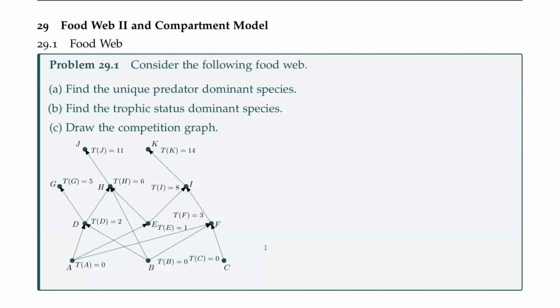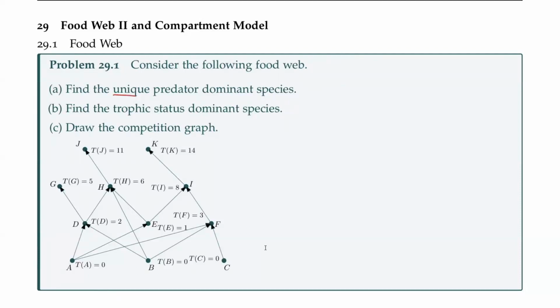Okay, so first of all, we've got a food web. This is the same basic food web that we looked at the other day. And here we're just going to try to first of all look at what are the unique predator-dominant species, then the trophic status dominant species, and then finally draw the competition graph.